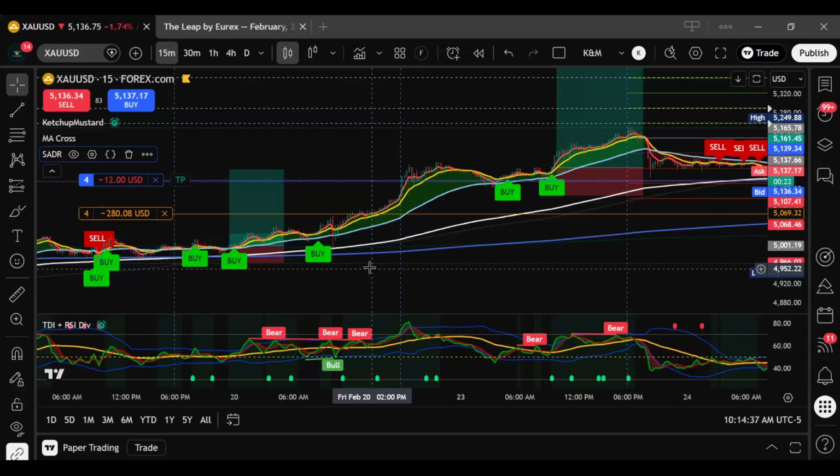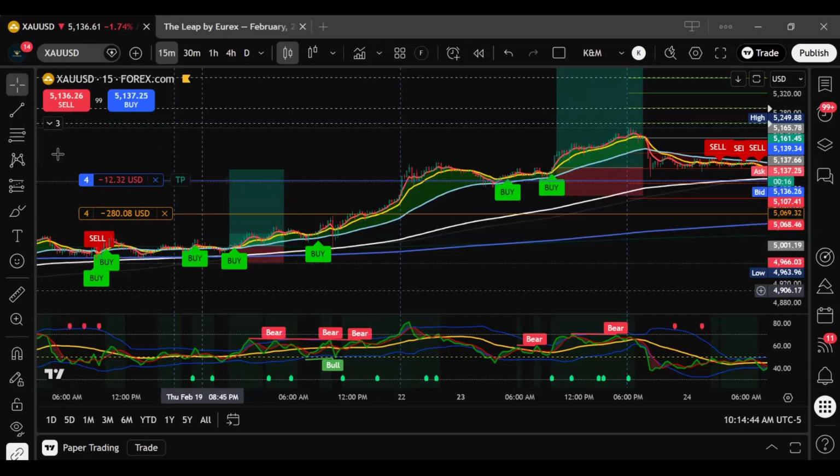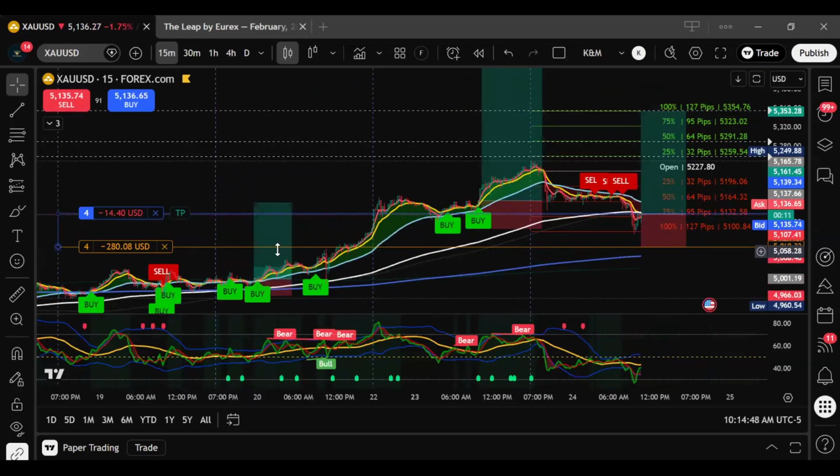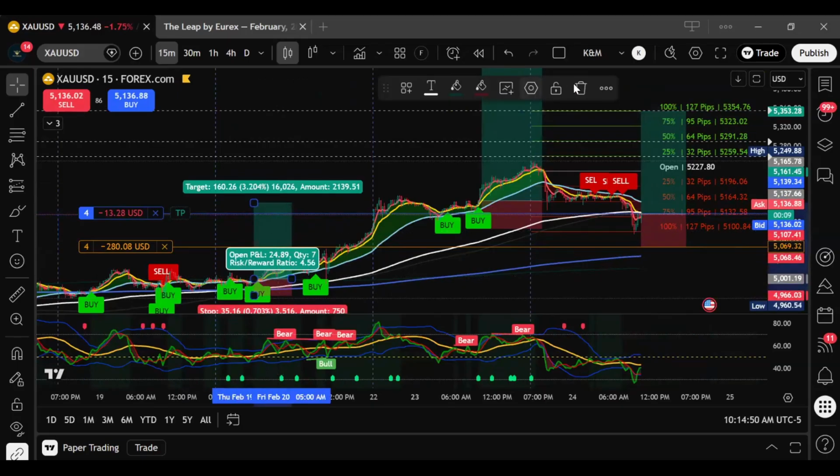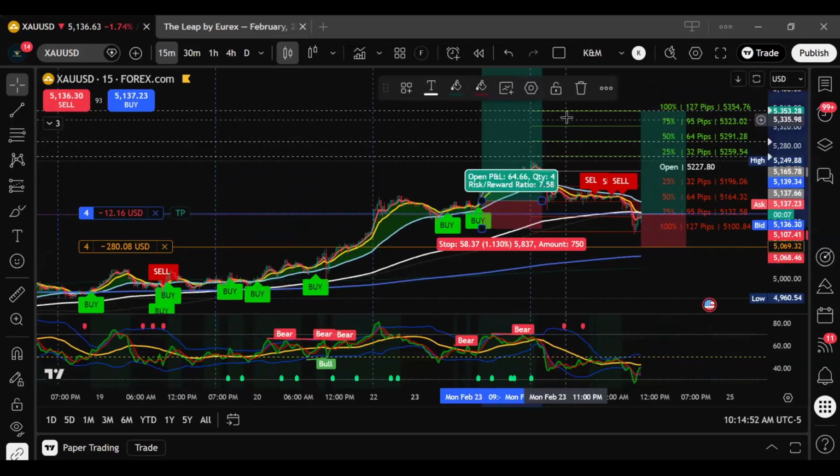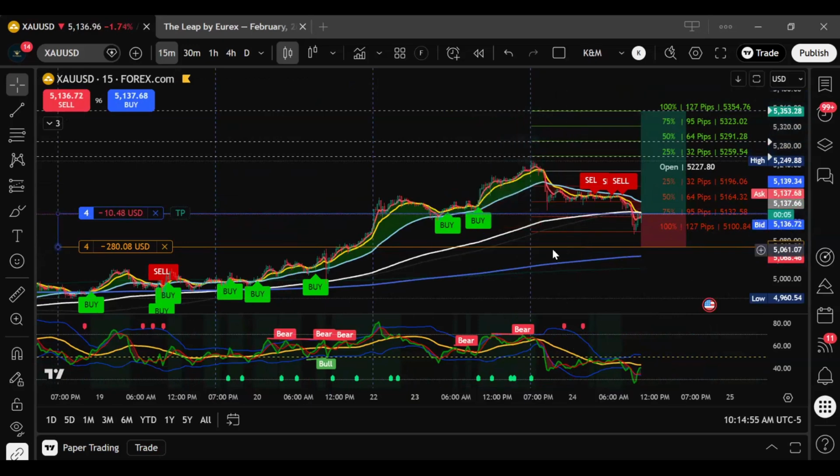There we go. All right, moving averages, basic ketchup mustard strategy. What is it? Man, look at this. Just all these wins. Same thing today.